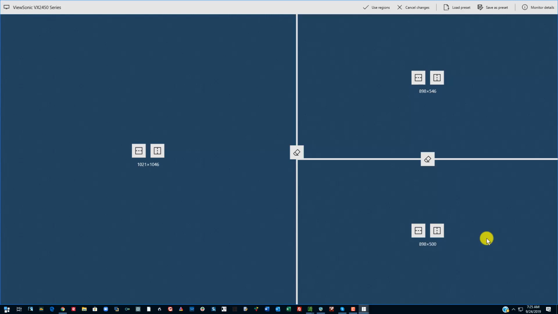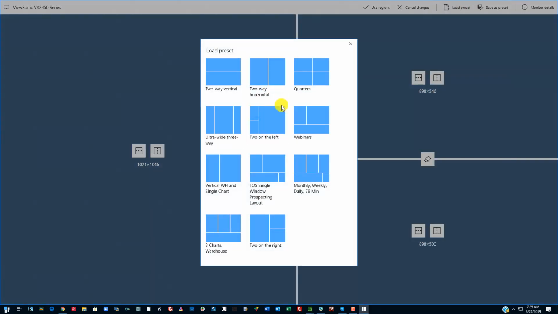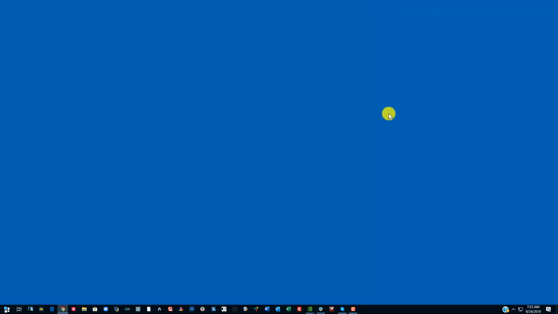Now when I get into stock analysis, I'll use a different layout. It's very easy to change the layout. You just go up here, click on load preset, and this is the layout that I'll be using in the future. I call it 3 charts warehouse. I just label it that way. This is the one I'm using right now. Very helpful program. Okay, I'm going to go ahead and use these regions.